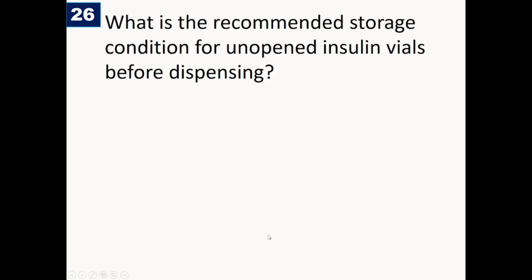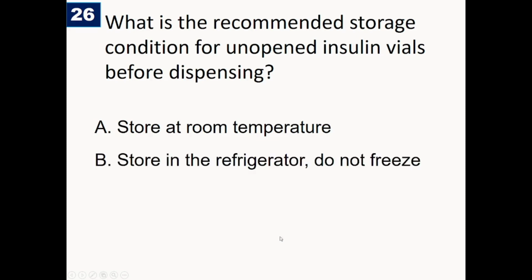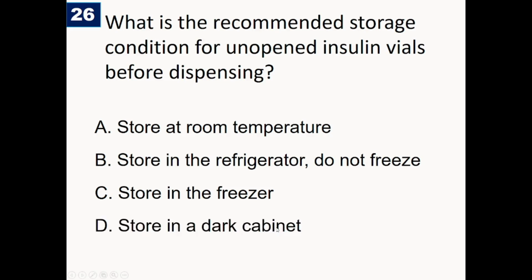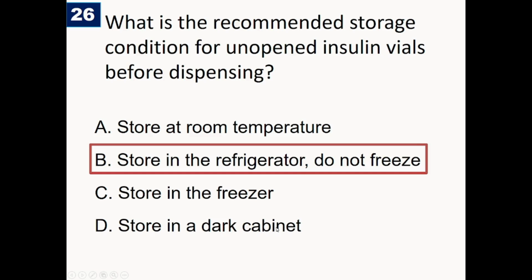Next, what is the recommended storage condition for an unopened insulin vial before dispensing? A. Store at room temperature. B. Store in the fridge. Do not freeze. C. Store in the freezer. D. Store in a dark cabinet. The correct answer is that in the pharmacy, you store the insulin in the fridge. However, once dispensed, the patient can store it at room temperature.